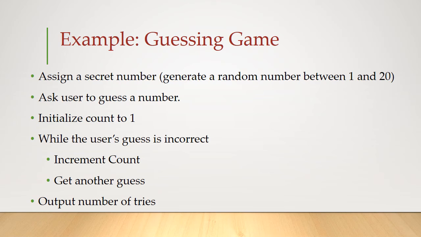Then, while the user's guess is incorrect, in other words, while the user's guess is not equal to the secret number, we'll increment our count and we'll get another guess from the user. And we'll continue that until the user's guess equals the secret number. And then lastly, we'll output the number of tries it took to guess the number.